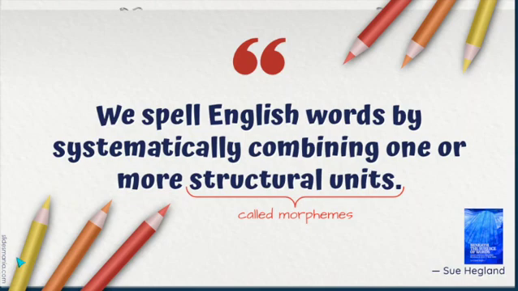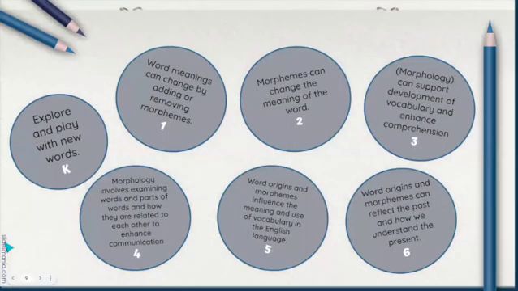Those structural units are called morphemes, and you will see in the new curriculum that the word morpheme or morphology is explicitly mentioned in grades 1 through 6 in the learning outcome. It is not mentioned explicitly in kindergarten, but looking at words and the parts that build words is a great way for students to explore and understand new words.